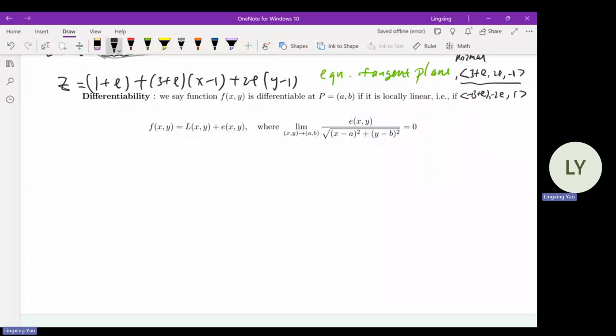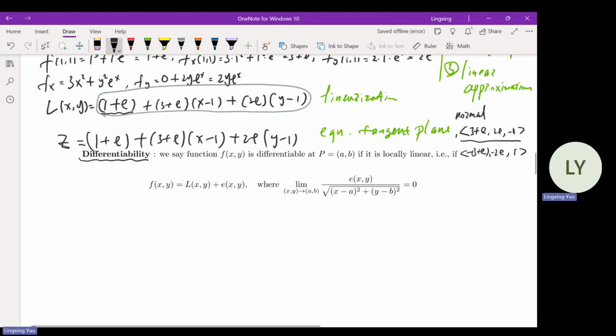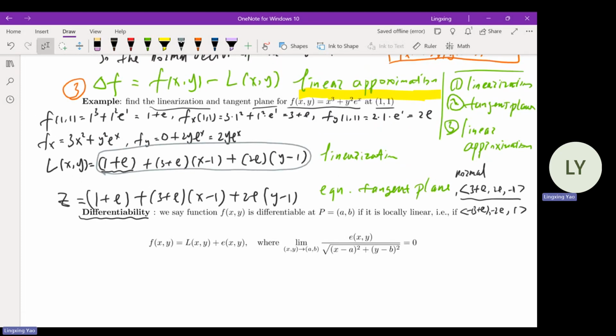Okay, now let's look at how this linearization and linear approximation is related in this concept, so-called differentiability. And here, if you notice, the previous discussion over here, we have that, right? And we said the difference between the original function f and its linearization is indeed a linear approximation.